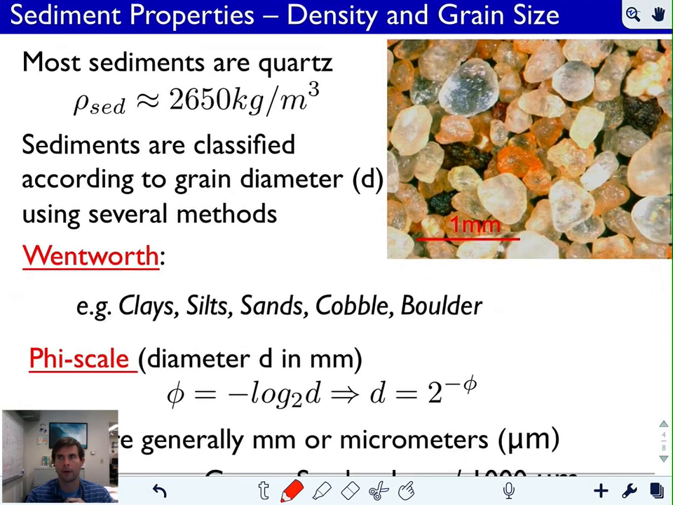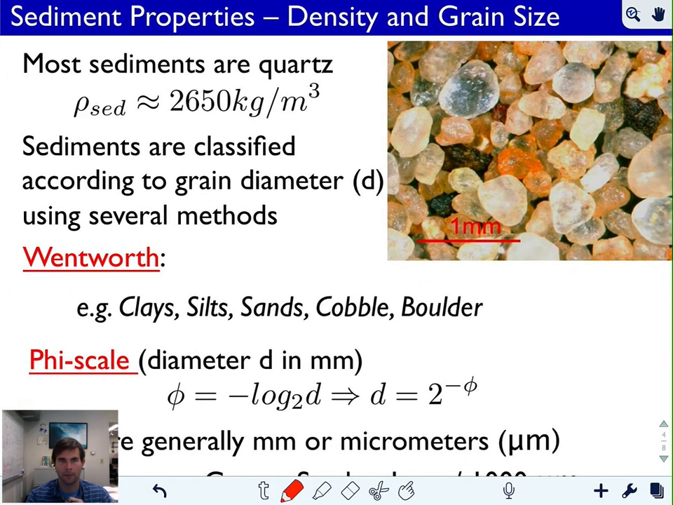Sediments are heavier than water, so if you drop a grain of sand in the water, it will settle to the bottom. Most sediments are made of quartz, and the density of that is about 2,650 kilograms per meter cubed, so it's about 2.5 times the density of seawater. They're classified in a number of different ways.